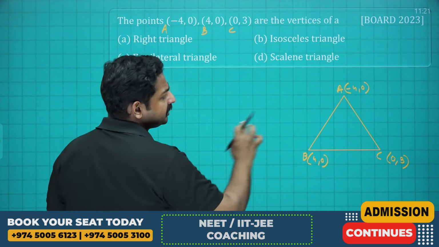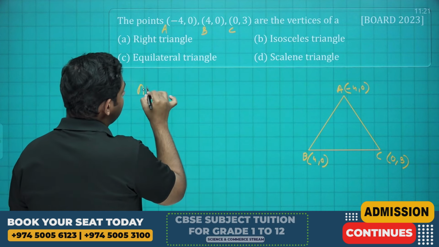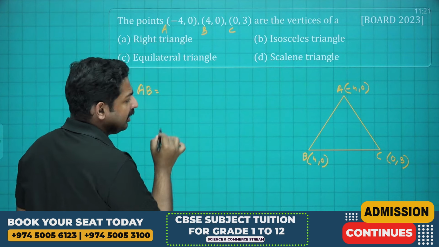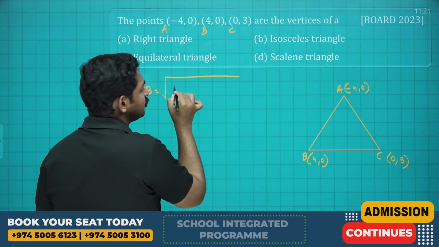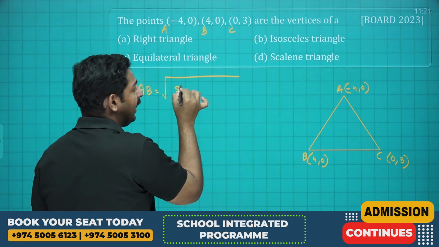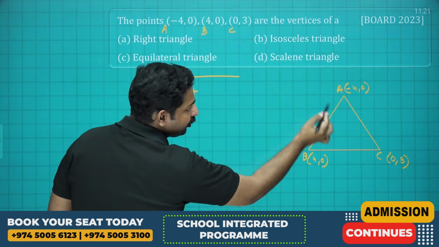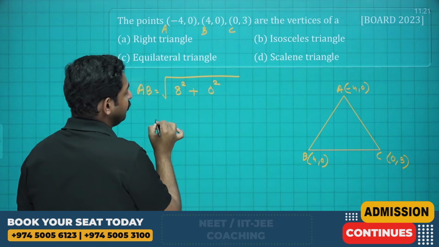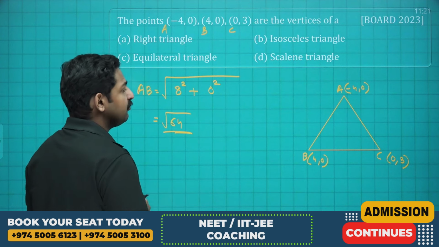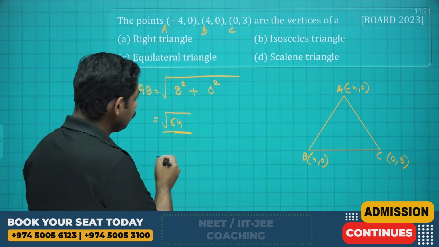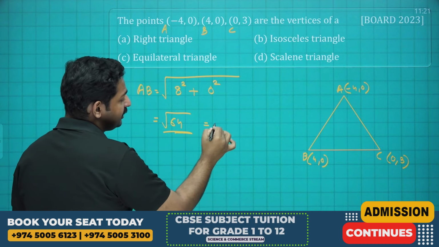Or if you find the length, if you find AB, the length of AB is equal to, by using the distance formula, root of (4 minus minus 4), so 4 plus 4 you will be getting, 8 square plus (0 minus 0) is 0 square itself. So which is equal to root of 8 square, which is 64. So root 64 you will be getting, and root 64 is 8 itself.